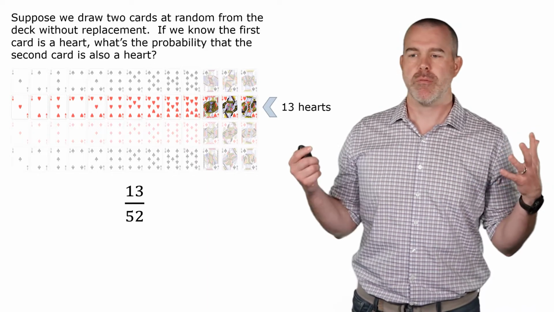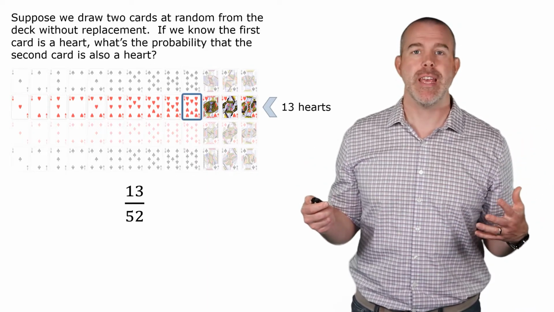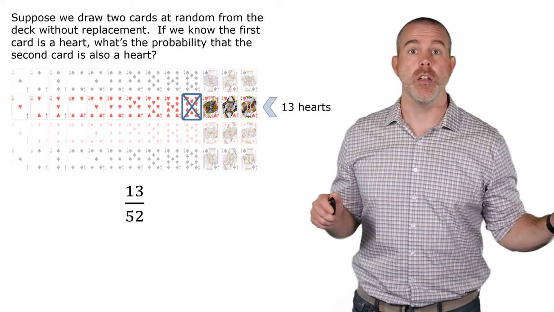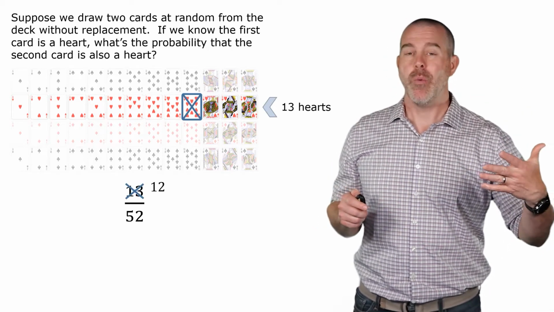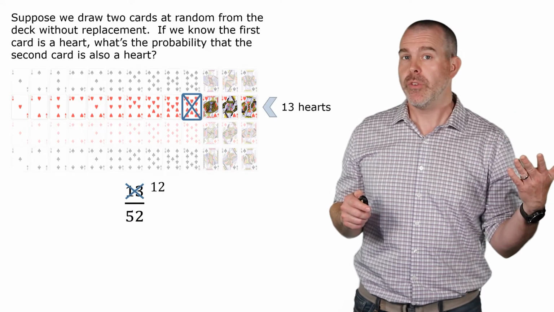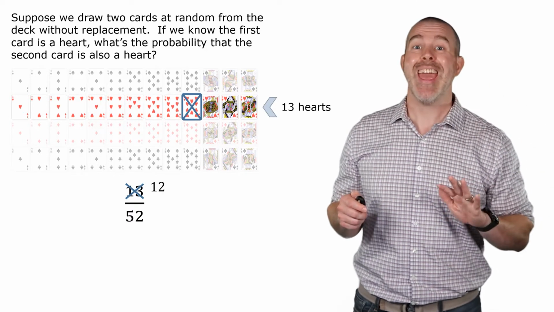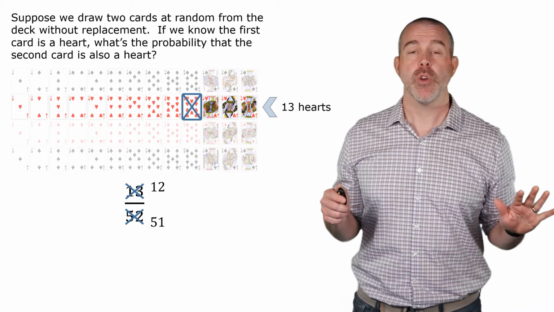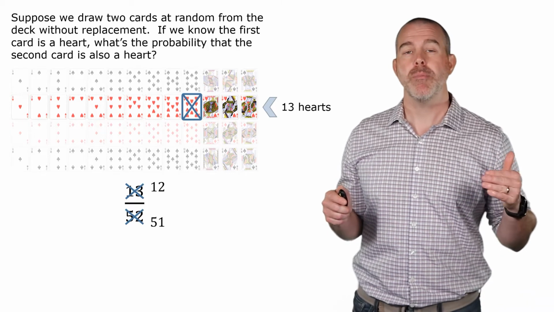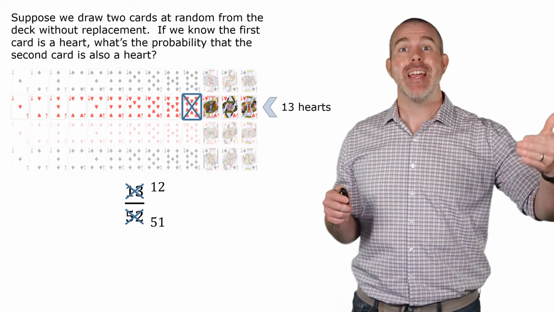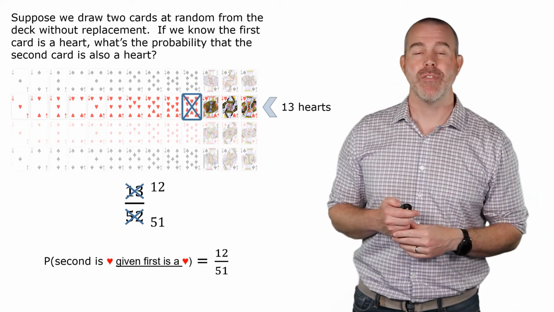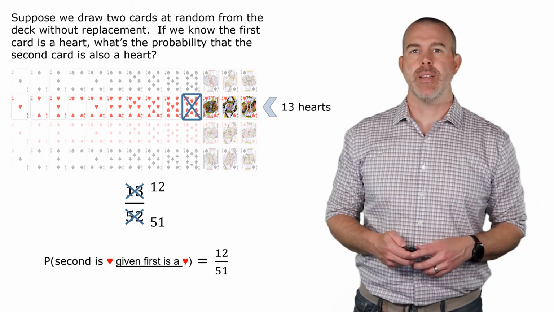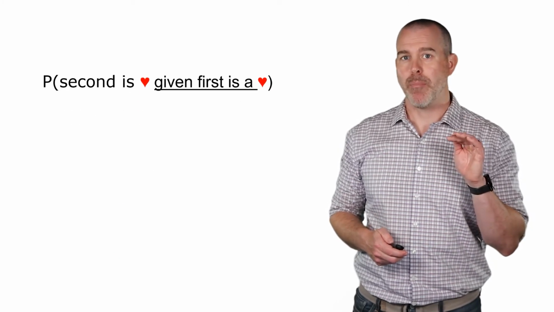And just for the sake of example, let's say we draw the 10. So now the 10 is gone. The probability that the second is a heart would now just be 12, because there's only 12 hearts left, and there's only 51 total cards left. So the probability that the second is a heart, given that we know the first is a heart, would be 12 out of 51.